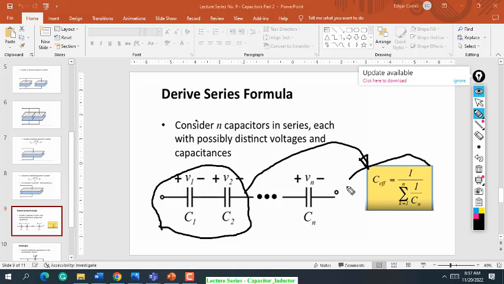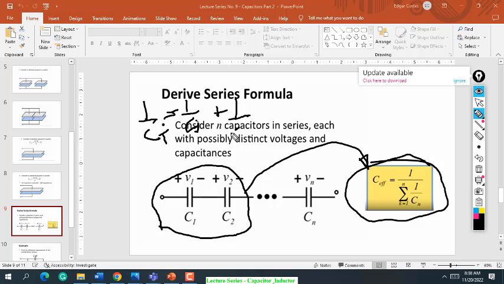So how we're going to simplify this is 1 over C total, for example, equals 1 over C1 plus 1 over C2, the second capacitor, and so on, if there is an nth capacitor. So that is the formula of how we're going to add the capacitance of series connected capacitors. I guess I'll check if we have an example later.